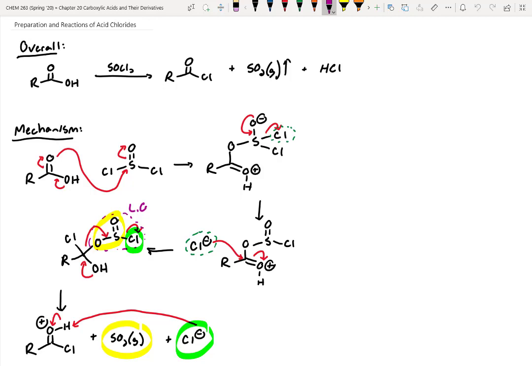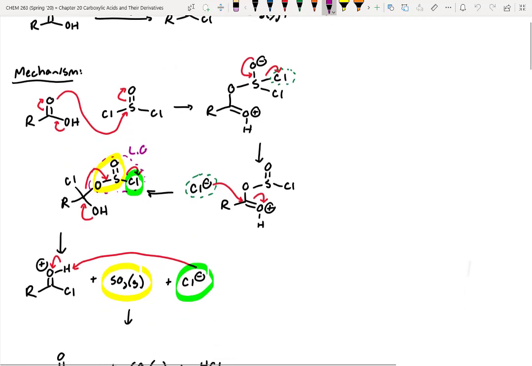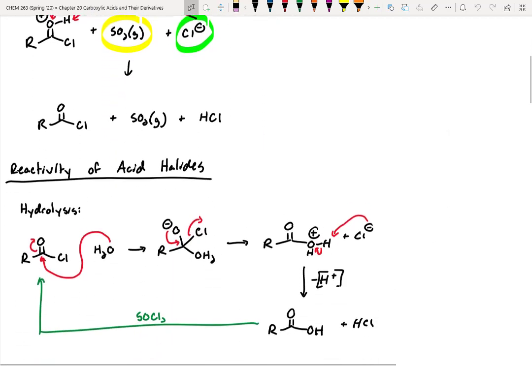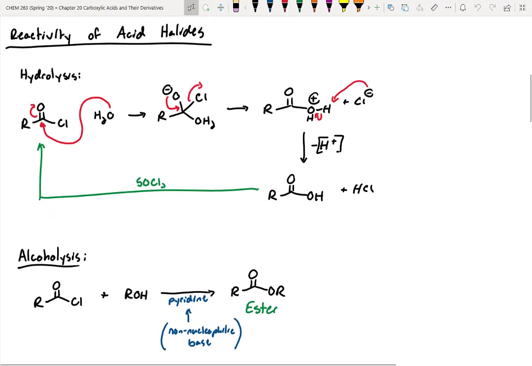Alright, in our last video we looked at how to prepare acid chlorides, or acyl chlorides. The easiest way to do that is by starting with a carboxylic acid and then treating it with thionyl chloride. We went over this mechanism briefly, but the key feature is that you generate sulfur dioxide gas, which gets liberated out of solution and drives the reaction to completion.